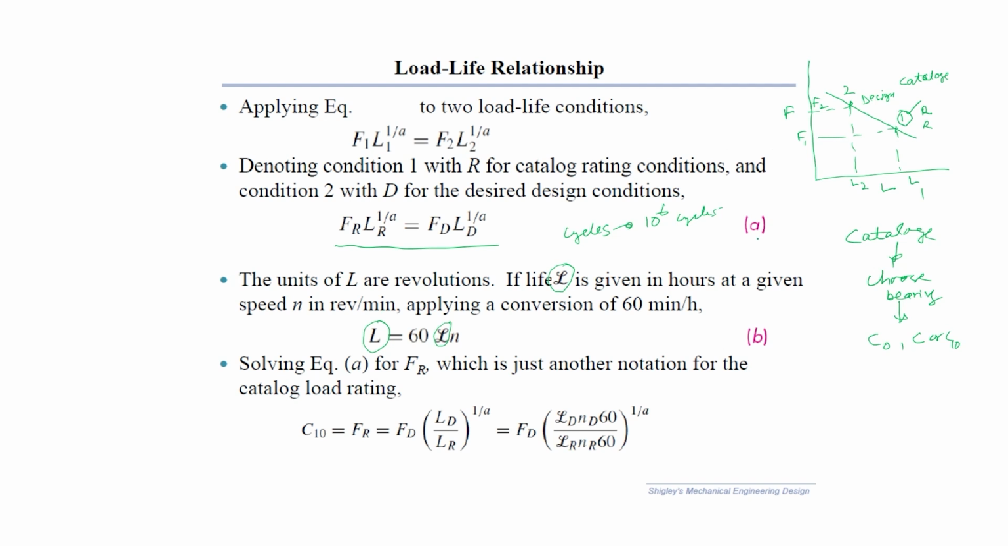Solving equation A for Fr, the rated force, which is just another notation for the catalog load rating: Fr will be equal to Fd Lr to the power 1 upon A divided by Lr to the power 1 by A. So, Fr is equal to Fd, the desired load, times the bracket Ld divided by Lr to the power 1 upon A. Now, if the life is substituted in terms of number of hours, then this will become Ld Nd 60 divided by Lr Nr 60 to the power 1 upon A.